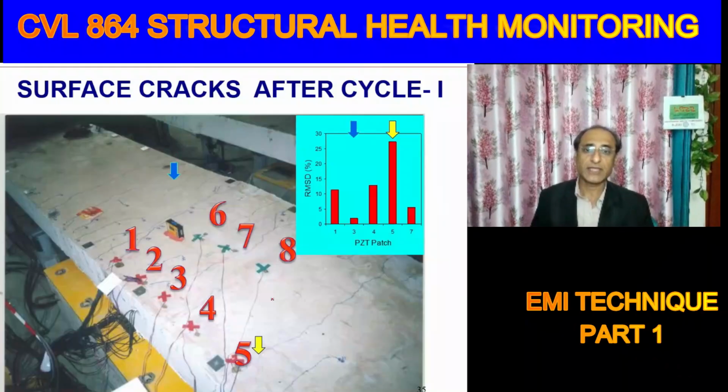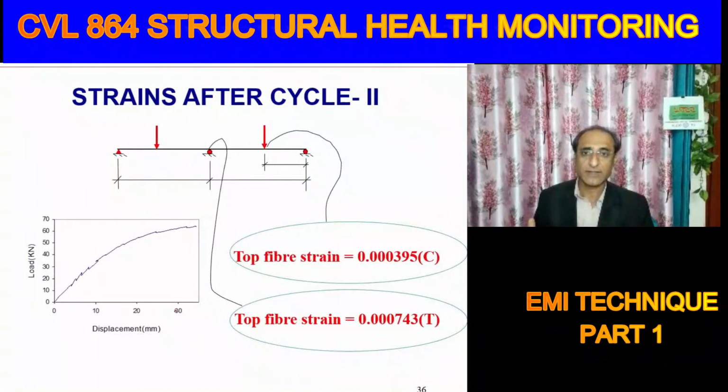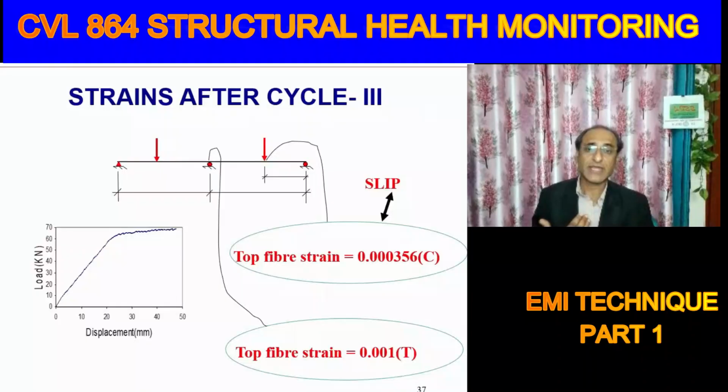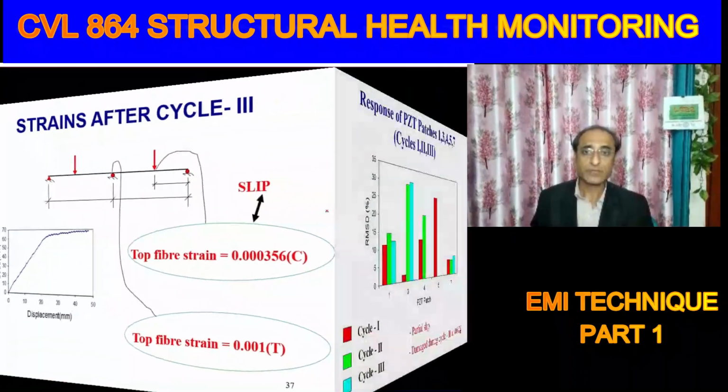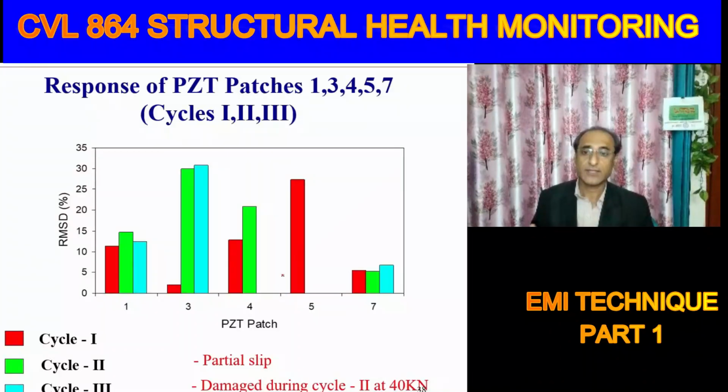And then in the next cycle we find that piezo patch number 3, which was showing a very small value, changed. So after cycle 2 you can see the load versus displacement curve has started flattening, and we have high values of the strains also. And then after cycle 3 we could see that the structure has more or less failed, and there was some slip. We could see debonding of the strain gauges also.